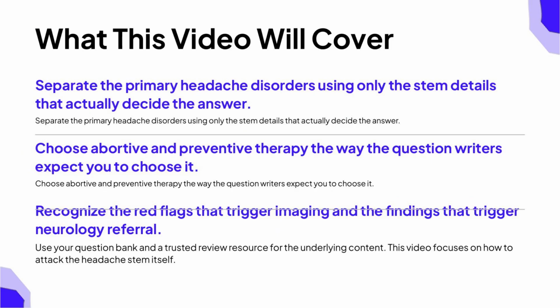Here is our plan for today. First, we will sort the primary headache disorders using only the details in the stem that actually decide the answer, because the rest of the vignette is padding. Second, we will get abortive and preventive therapy right, which is the single most common decision these questions ask you to make. Third, we will nail down when to image and when to send the patient to neurology, since both are favorite trap answers. Along the way, we will work through several practice questions and reason through every option.